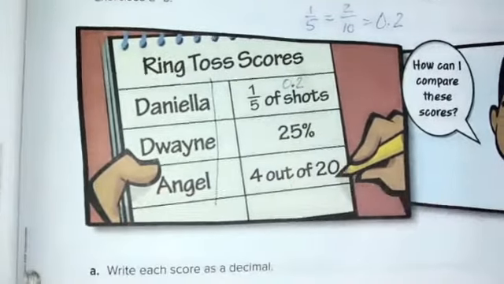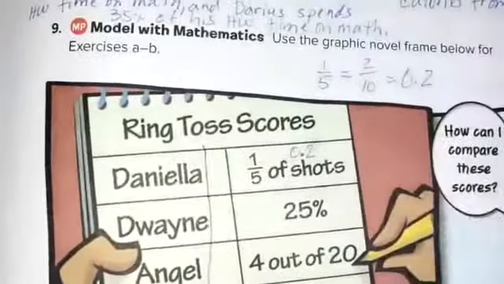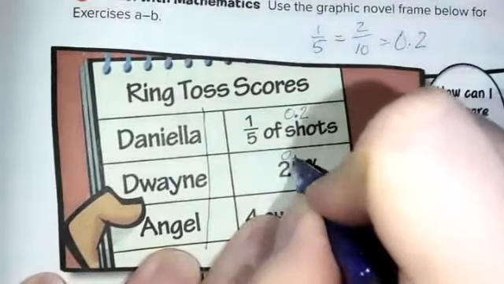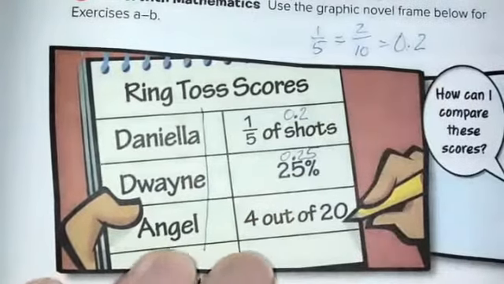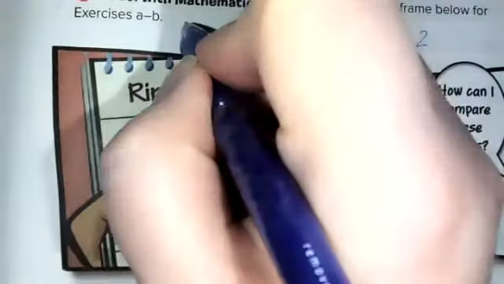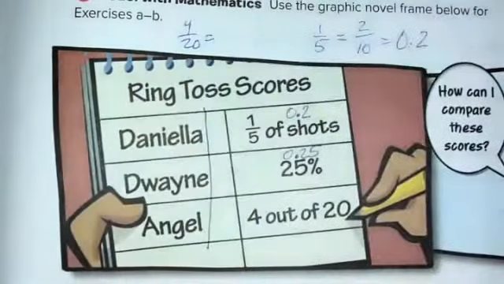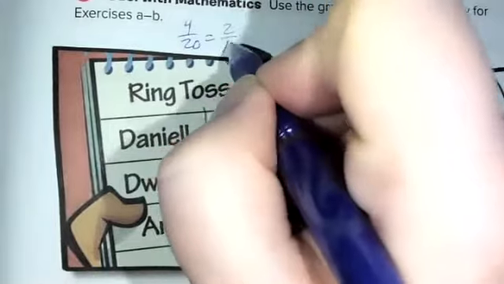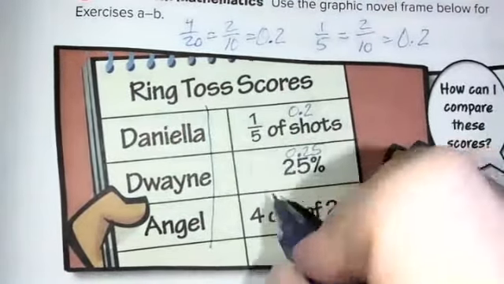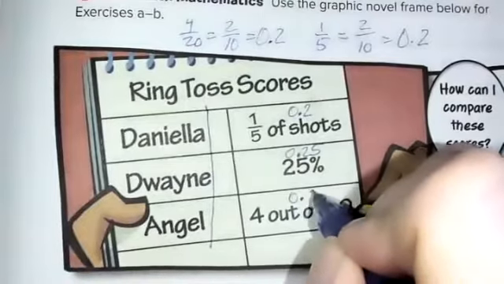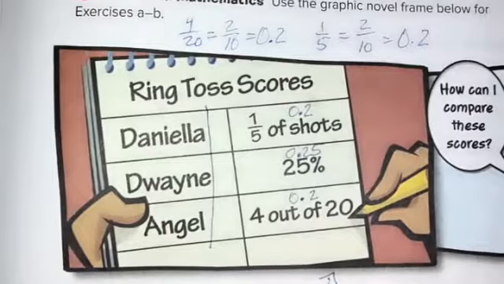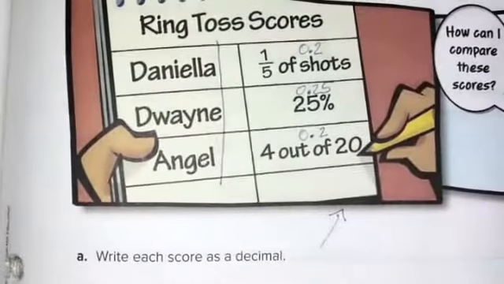25%, to write a percent as a decimal, we drop the percent sign and move our decimal 2 places to the left. So 0.25. Okay, then we have 4/20. 4/20 is the same as 2/10, which is 0.2. So we wrote each score as a decimal. We did that in the chart. So we can just draw an arrow there to refer to the chart.